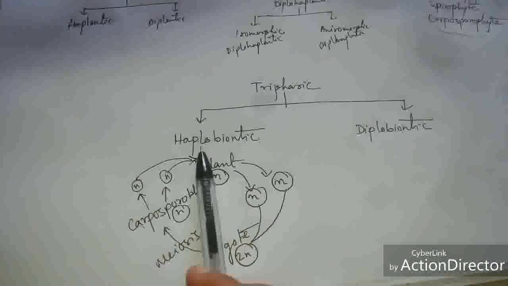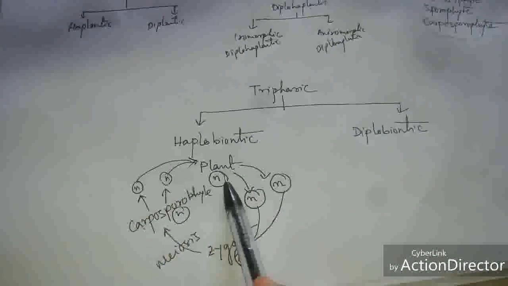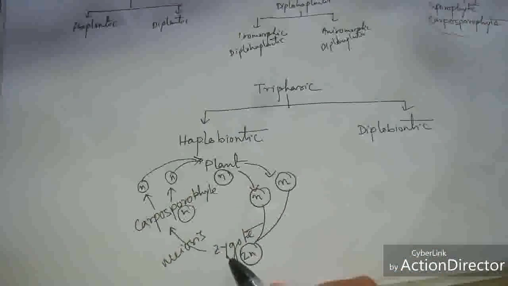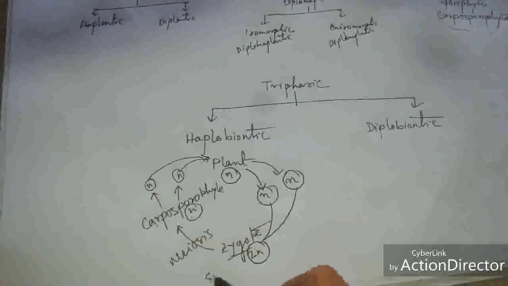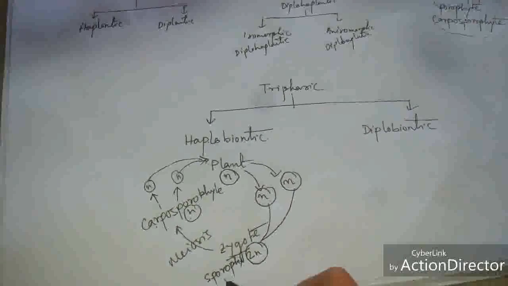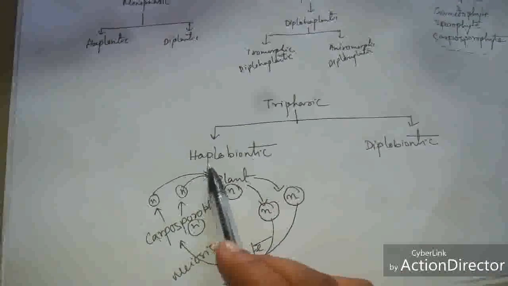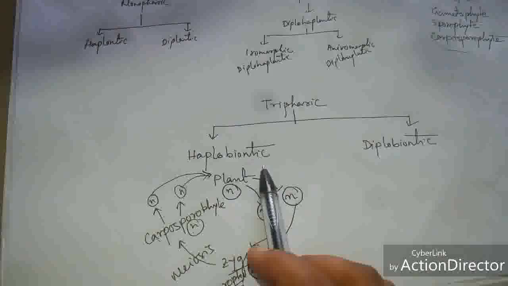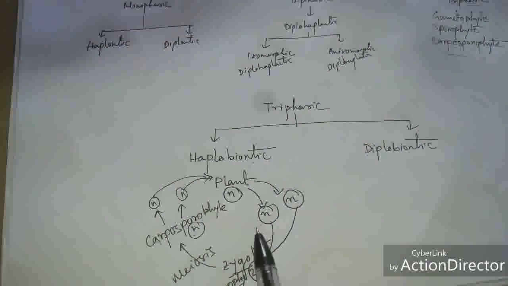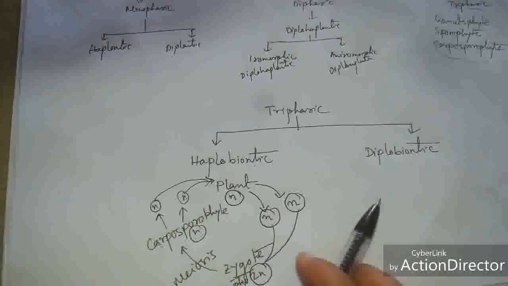So this is haplobiontic. Here the gametophytic plant is haploid and the carposporophyte is also haploid, but the zygote is considered the sporophyte, the sporophytic generation. So here the sporophyte is diploid. So this is called haplobiontic life cycle. An example of this type of life cycle is found in Batrachospermum algae.